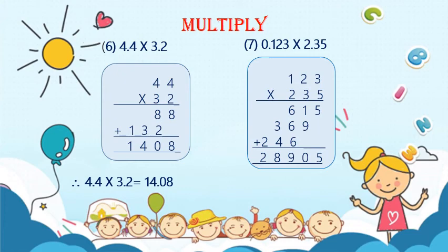In the first decimal fraction 0.123, we have 3 decimal places. In the second decimal fraction 2.35, we have 2 decimal places. So 3 plus 2 is equal to 5. So in our product we will have 5 decimal places. So we will put the decimal point before 2. Therefore, our product will be 0.28905, and we can see that in the product we have 5 decimal places.